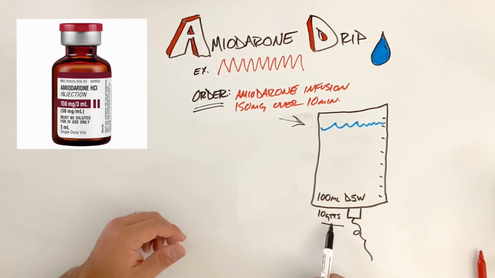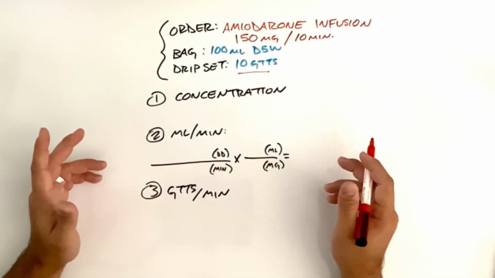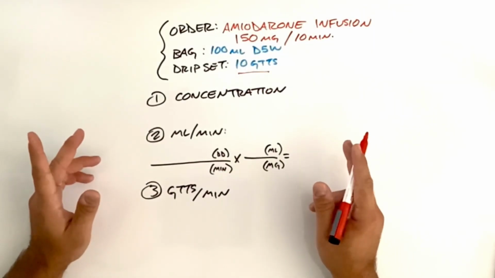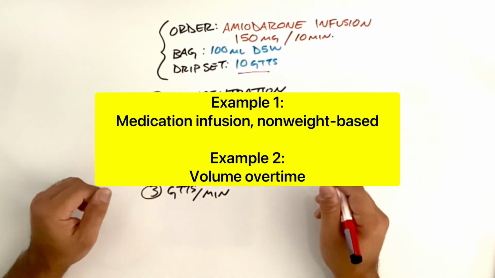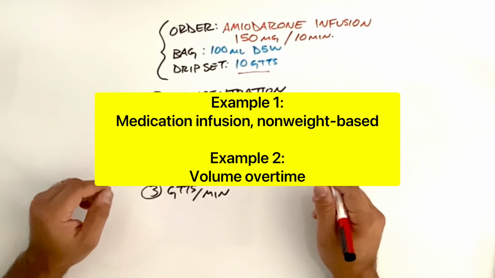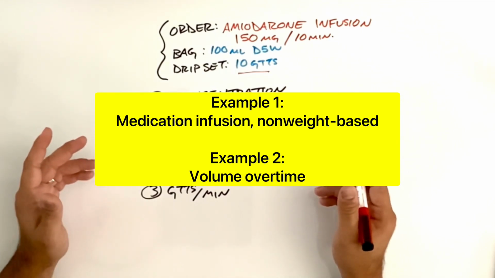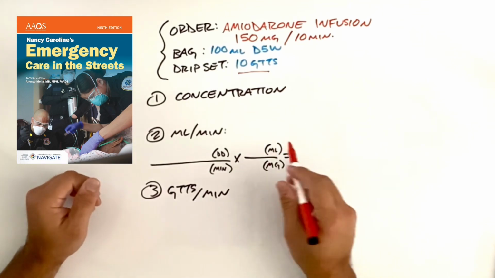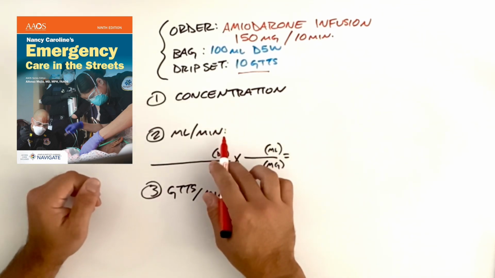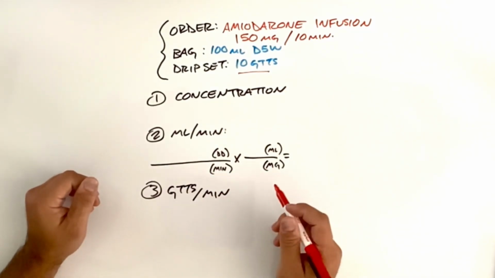We're also going to be using a 10 drop set, which can be important in our equation, so keep that in mind. All right, so let's do the math. We're going to do this two different ways. The first way is going to be a medication infusion that is not weight-based. And the second example is going to be simply volume over time. So for Nancy Caroline, there's a 3-step process. We need to find our concentration, our mLs per minute, and then that'll give us our drops per minute.